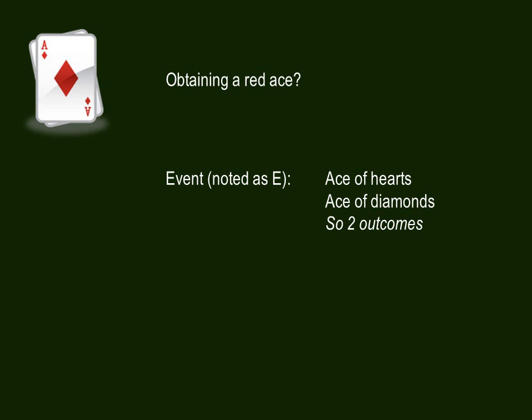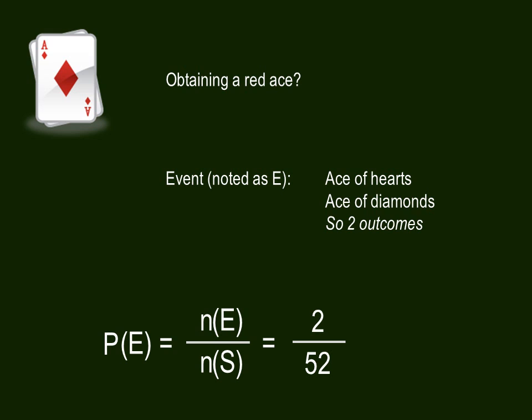Now for a third example, let's imagine that our event is obtaining a red ace when picking a card from a deck of cards. For that event to occur, we have only 2 outcomes. Either I pick the ace of hearts or I pick the ace of diamonds. So in our formula, N of E becomes 2 because I have 2 outcomes for that event, and N of S is 52 because I have 52 cards in my deck of cards. We can simplify this, actually we should simplify this, to 1 out of 26 chances of us obtaining a red ace when picking a card from a deck of cards.